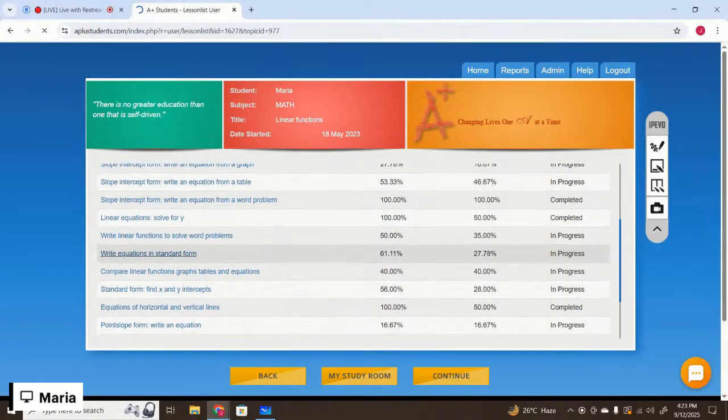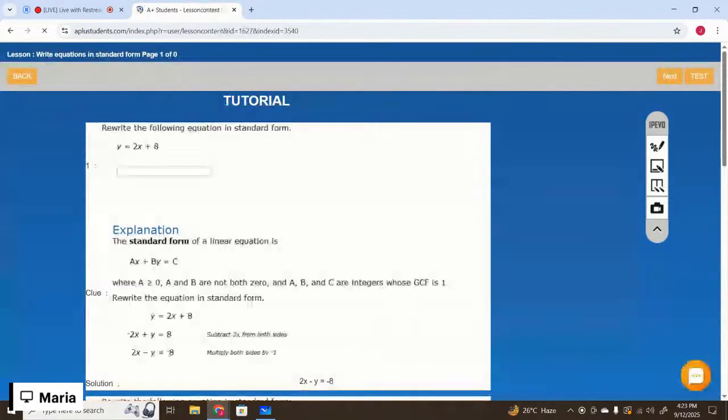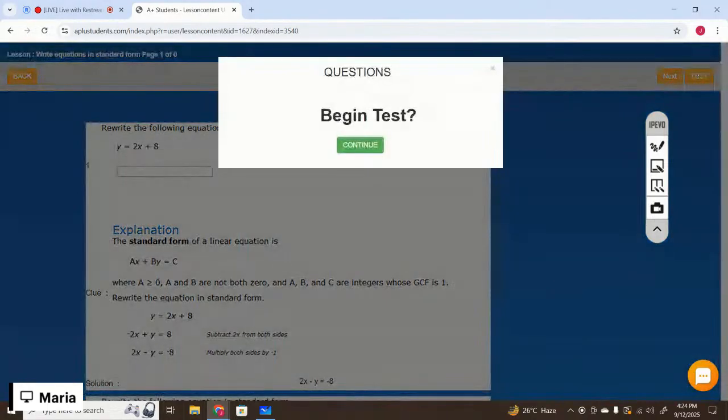Write equation in standard form. Rewrite the following equation in standard form. y equals 2x plus 8. So the standard form is ax plus by equals c. So we can write this equation as negative 2x plus y equals 8. Let's just start with the test questions.